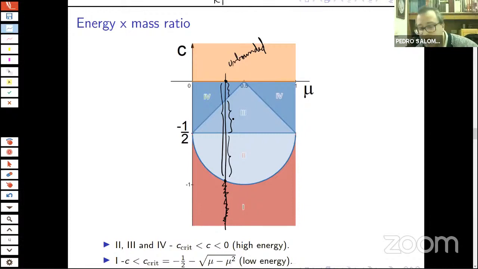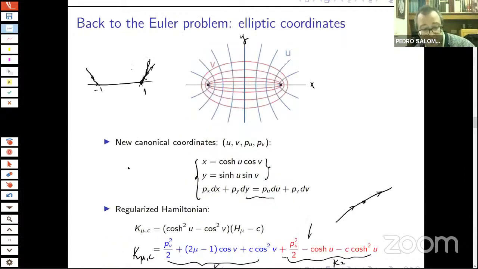So the dynamics changes when you are in each one of these intervals here, and the transverse foliation that we see in the energy level may also change. So in this case, let me just mention that we are studying, after regularization, after using elliptic coordinates, the energy level.